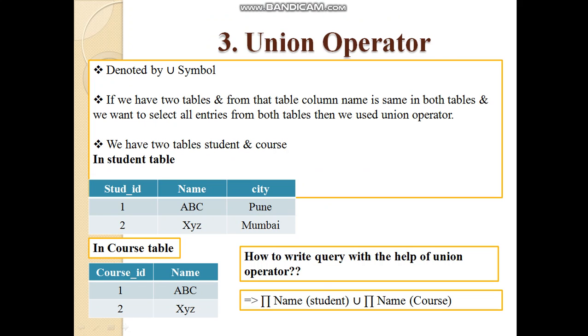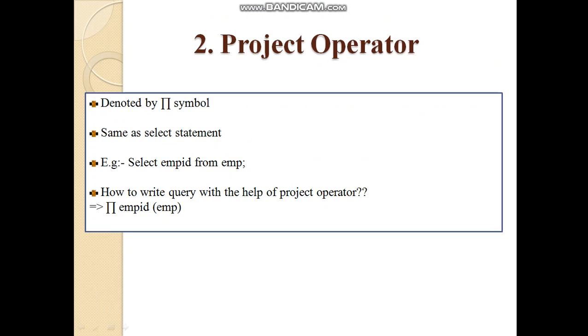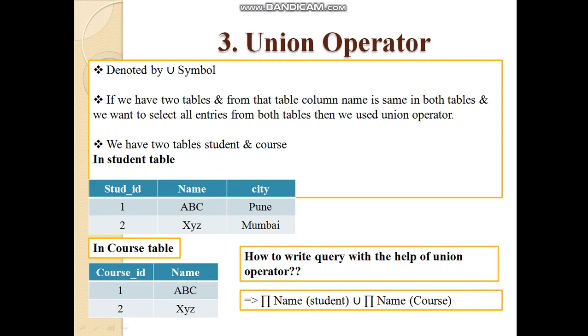So how do we write this query with the help of the union operator? Write the symbol for what you want from the student table. I want the name column from the student table, then the union operator. Sorry, this symbol is the project operator, not select. So here we are using the project operator, then what you want from the student table, union, the same project operator, name, and the name of the table.